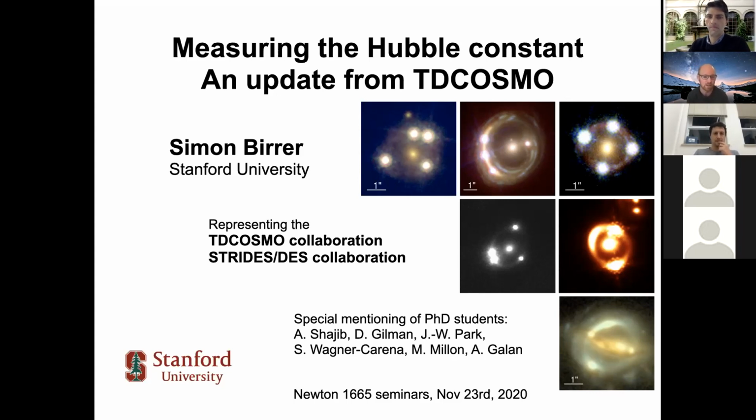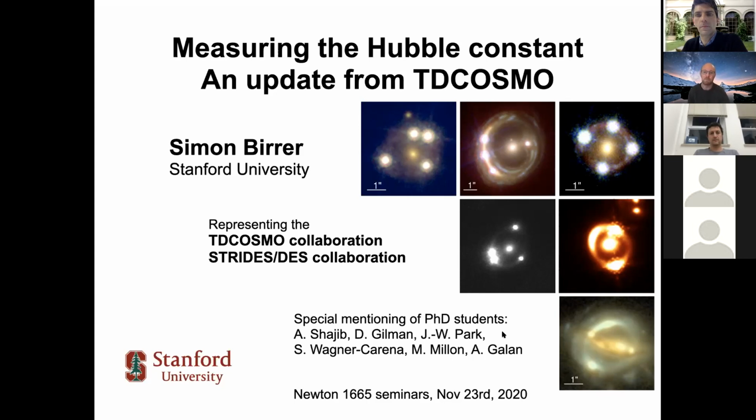This is work I present with the TDCOSMO collaboration, as well as the STRIDES and the Dark Energy collaboration to find strong gravitational lenses, with special mention of the PhD students that I work with. Here is a montage of pretty pictures from the Hubble Space Telescope of quadruply lensed quasars, which I'll go into how we can use to measure the Hubble constant.